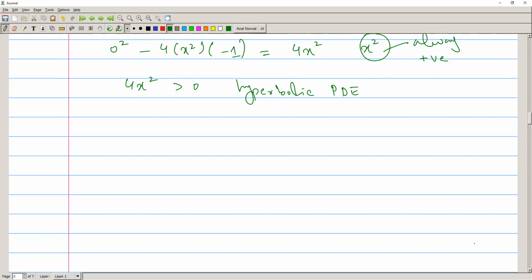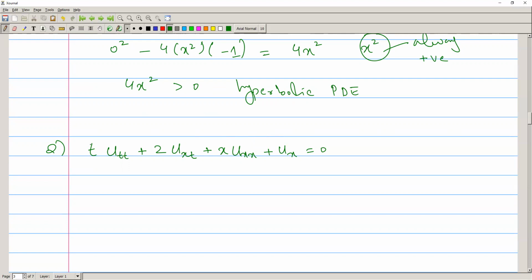Let's take another example. Let's say that a question is given like this: t times utt plus 2 times uxt plus x times uxx plus ux is equal to 0.